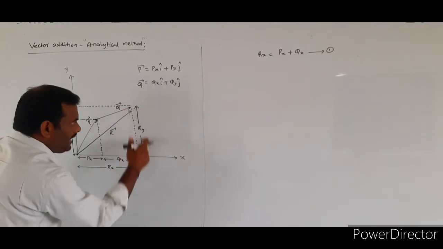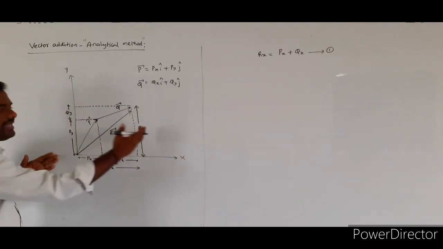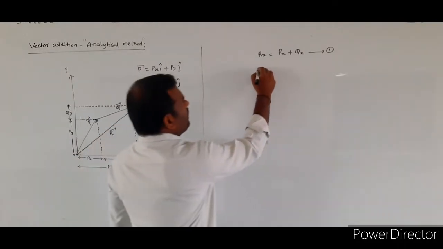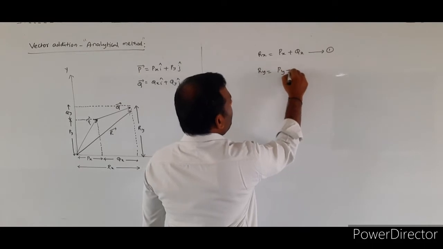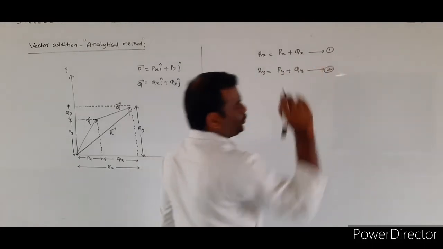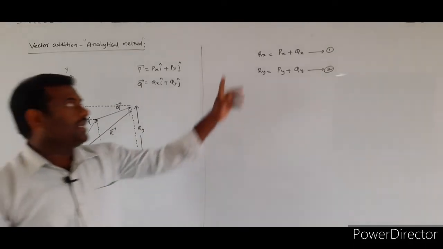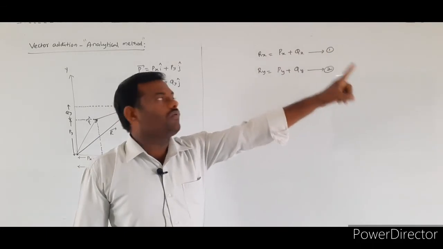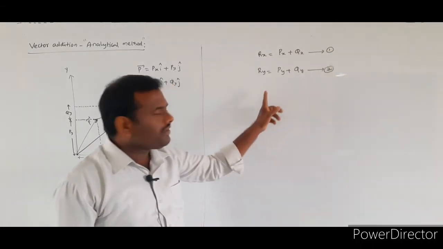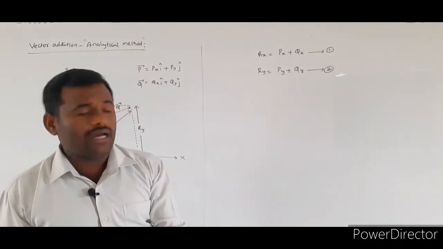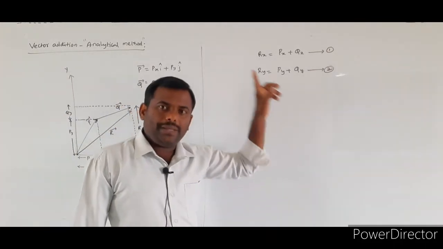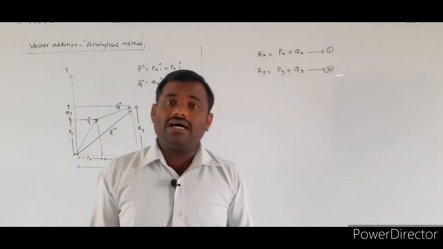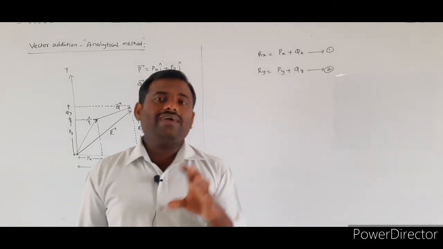If you see this Ry value, which is parallel to this portion, therefore Ry value is equal to Py plus Qy. So Rx is indicating what? The x component of the given vector R bar, whose value is numerically equal to Px plus Qx. Ry is the y component of the vector R bar, whose value is numerically equal to Py plus Qy.